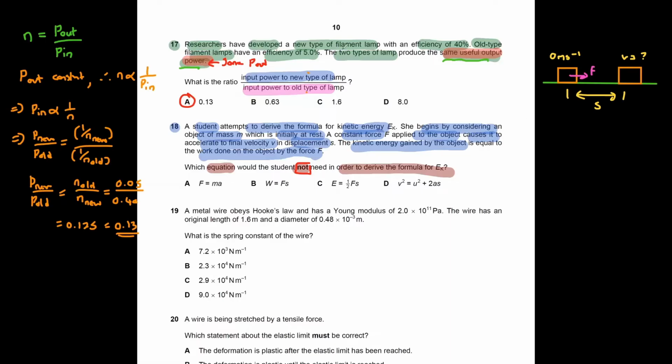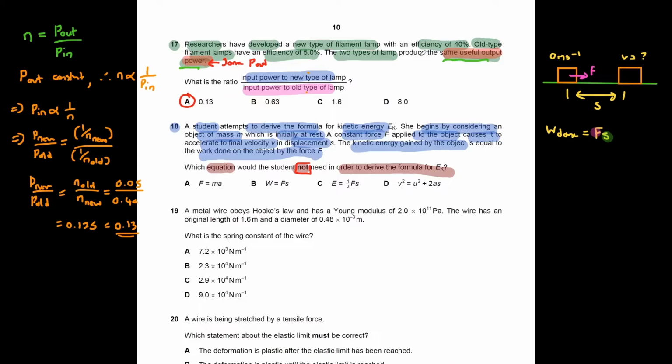Now, there are a few things that you can do from here. You can say that the work done in your case is the force applied times the distance moved, but you need to substitute out F, you need to substitute out s. You need to substitute both these things out in the first place.